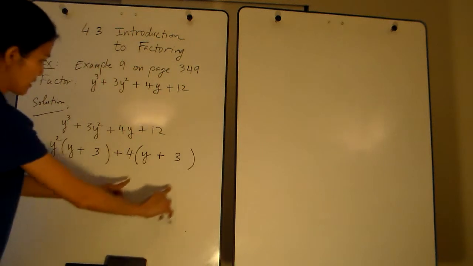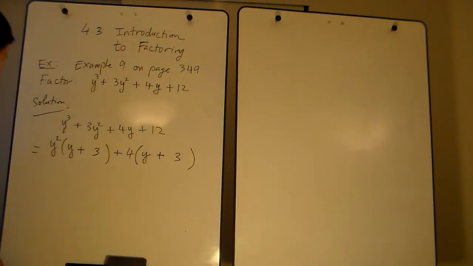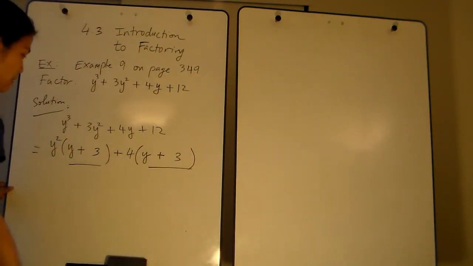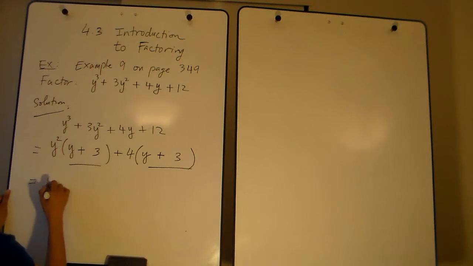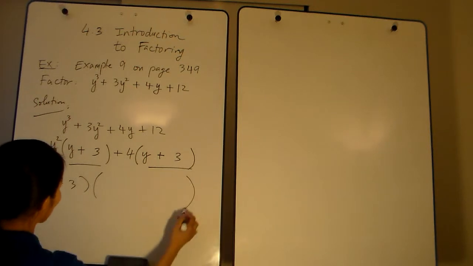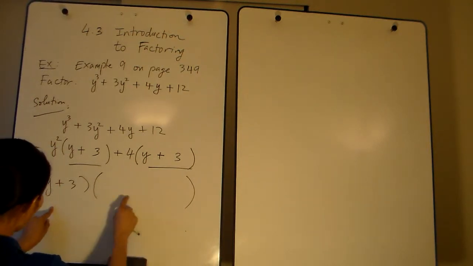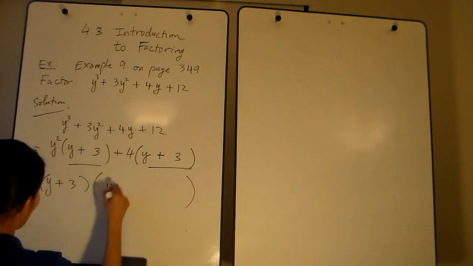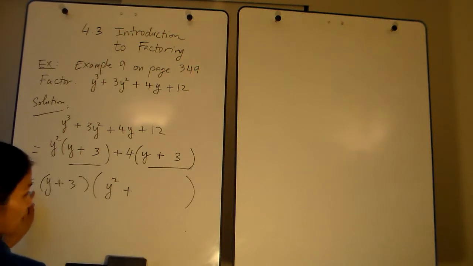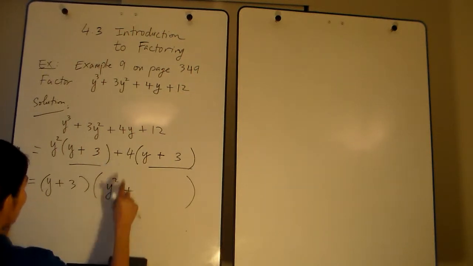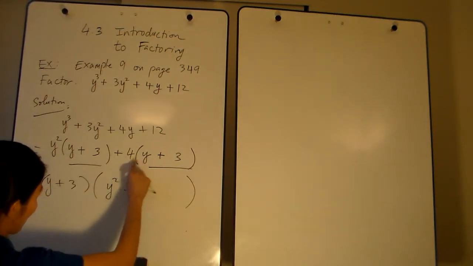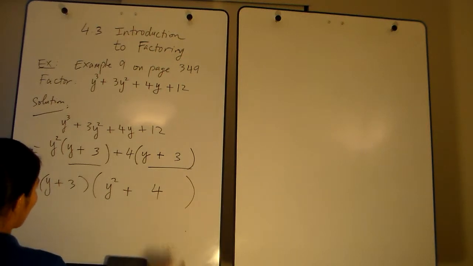So look at the first term and the second term. What is the common factor? You see that y plus 3 is common. That means we can factor out y plus 3. If we factor out y plus 3, look at this. y plus 3 times what equals y squared times y plus 3? y squared, right? The plus goes here. We factor a positive number, so we don't have to worry about the sign. The sign here still stays the same. Now, y plus 3 times what equals 4 times y plus 3? Got to be 4, right?